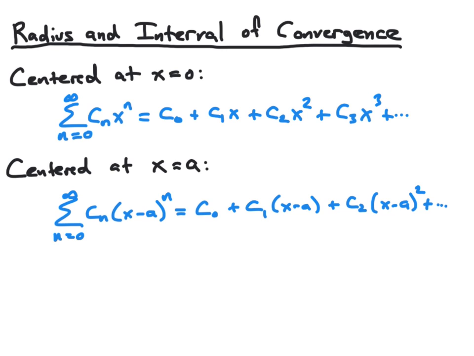just represent constants for each value of n, and those are the coefficients for our power series. We also have power series centered at a different number, x equal a, and these have the form sum n equals 0 to infinity of the coefficient c sub n times x minus a to the nth power.